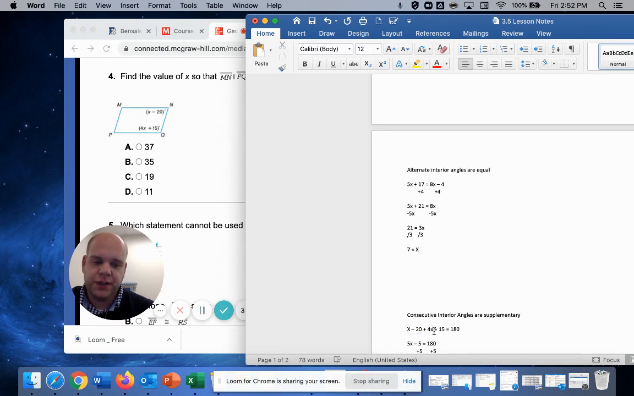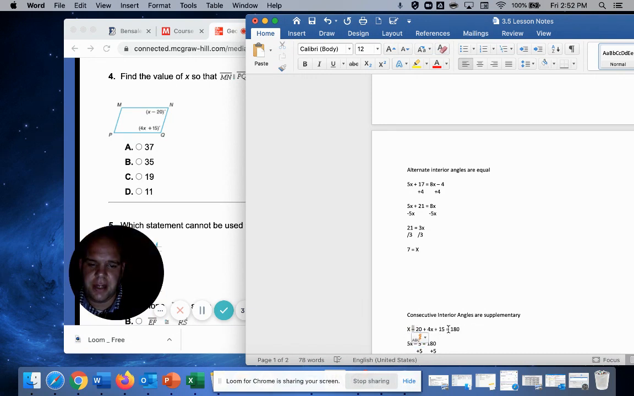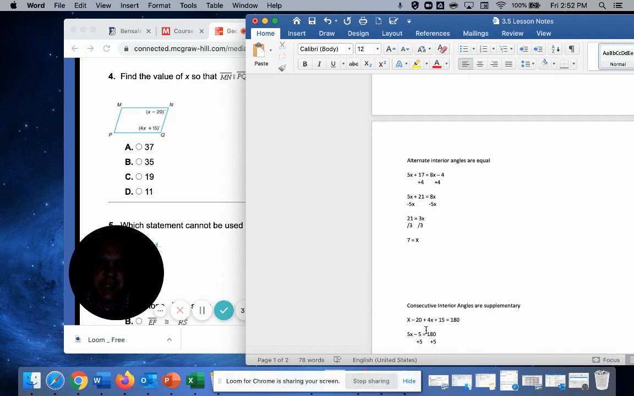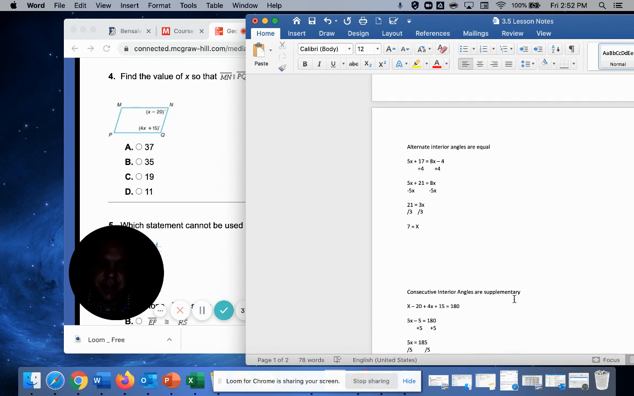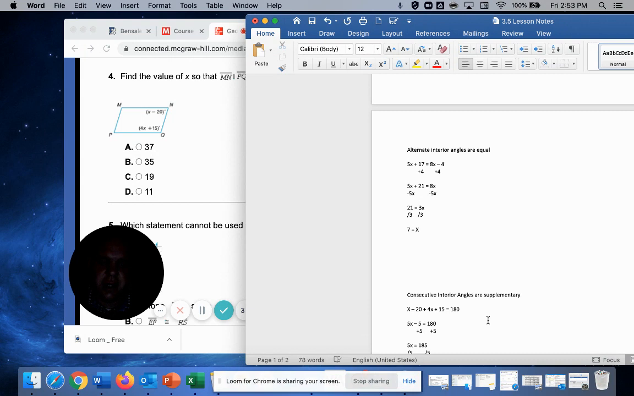So x minus 20 plus 4x plus 15 equals 180. Combine your like terms. X plus 4x is going to be 5x. Minus 20 and positive 15 is going to be minus 5. So 5x minus 5 equals 180. Okay. Add 5 to both sides to get rid of the minus 5. The minus 5 is going to cancel out. 5x is going to drop down. 180 plus 5 is going to be 185.